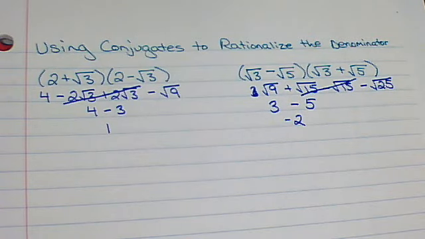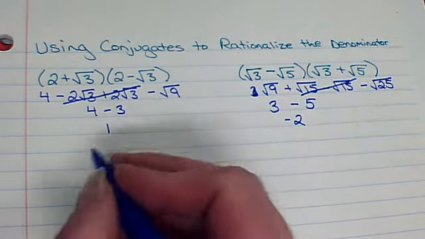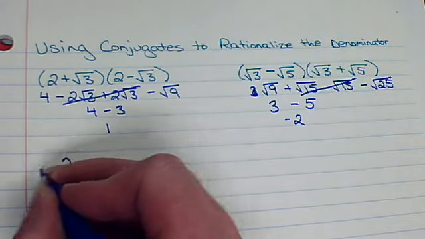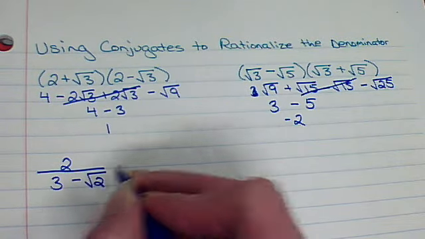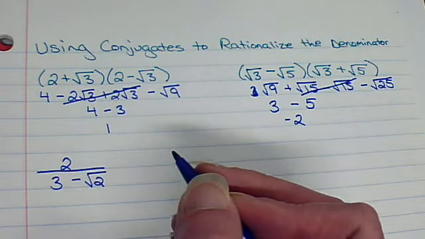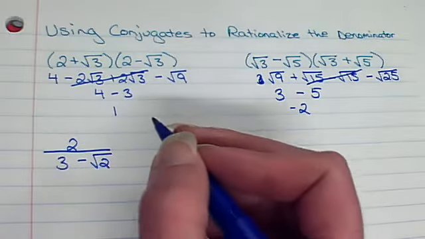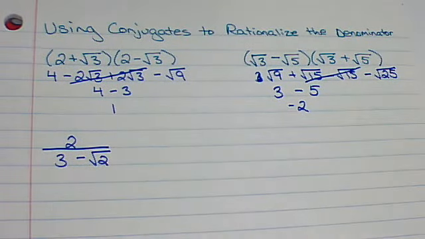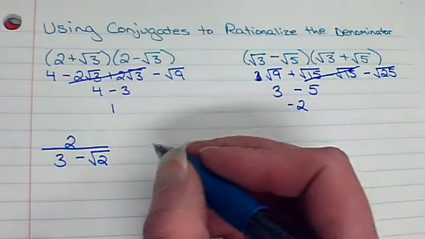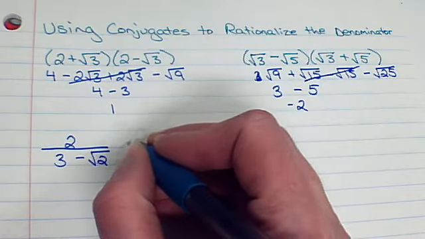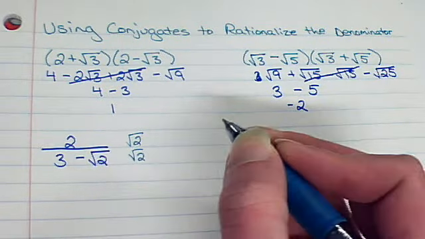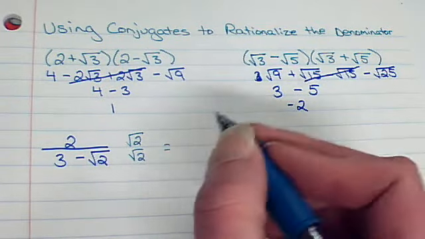Now, why is this a useful thing? Well, let's just say I had 2 over 3 minus the square root of 2. Now, you might want to try rationalizing the denominator, because we have a radical down there, which is bad, bad, bad, bad, bad. Now, let me show you what the common mistake people will try to make. When we just had a radical all by itself, we would multiply the numerator and the denominator by square root of 2, right? Well, watch what happens here when we do that.